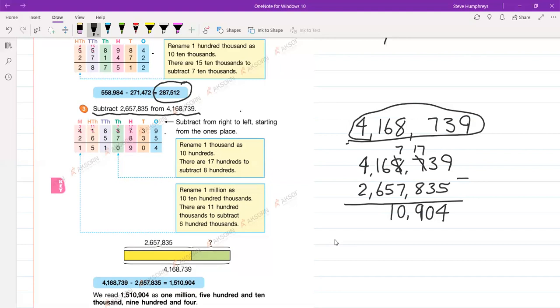1 minus 6 you can't do. Make that a 3. Borrow from there. Cross that out. Make it 11. 11 minus 6 is 5. 3 minus 2 is 1. Okay, there's my answer. 1,510,904.